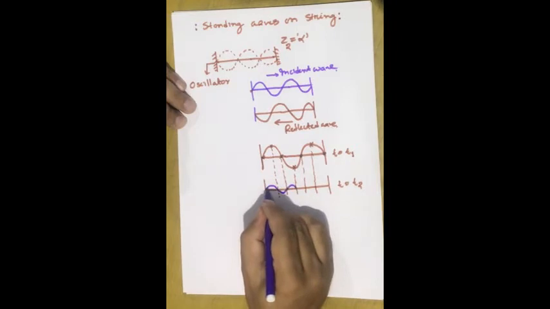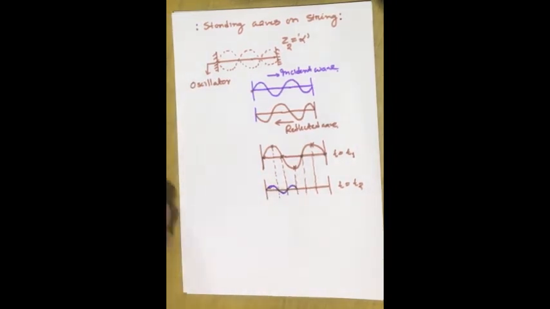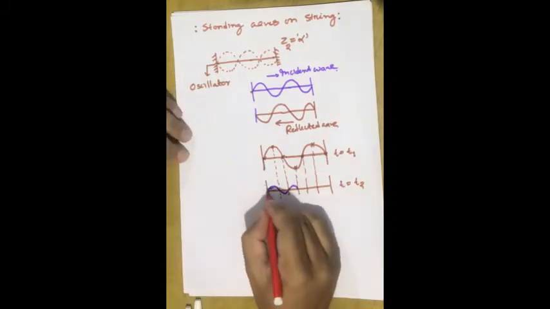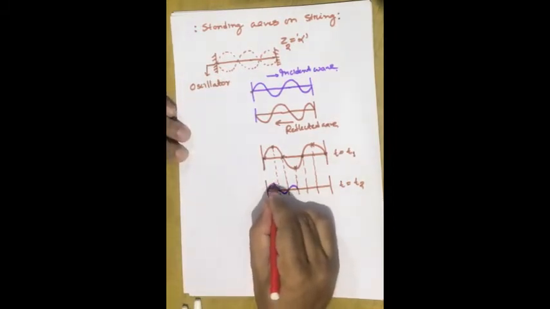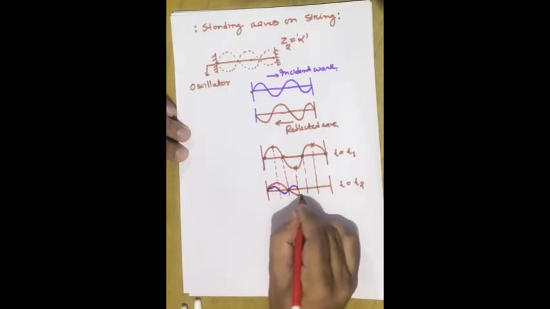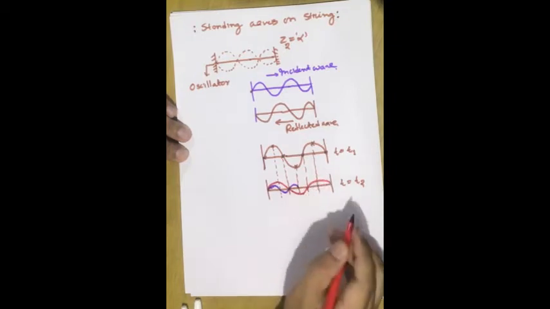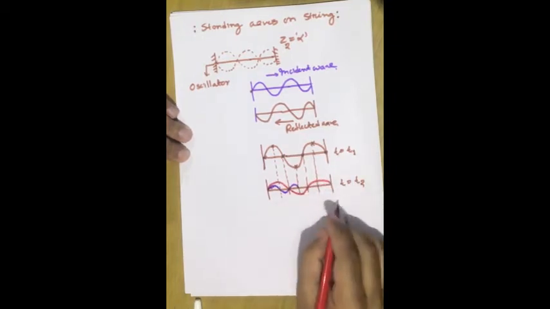Sorry, I forgot this purple line. Let's do it with the red line. So this is the position at time t is equal to t2.